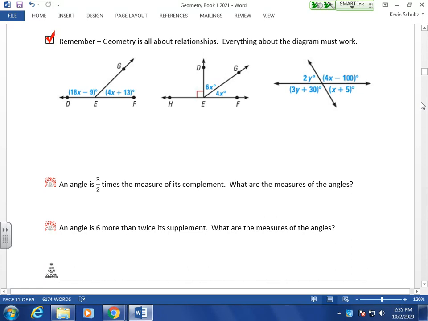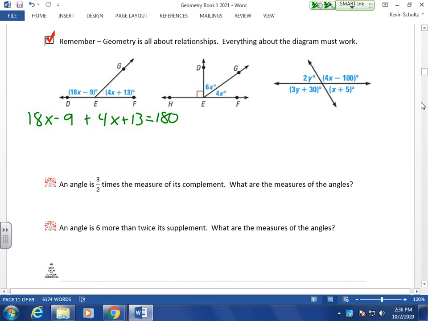Yeah. They're going to add up to 180. And how do you know that? 'Cause what do angles DEG and GEF make? They make a line. They are a linear pair. Here's an example of a true linear pair, 2 angles that make a line. And if we're dealing with a linear pair, we know that the sum of those angles, 18x minus 9 plus 4x plus 13, has to equal 180.